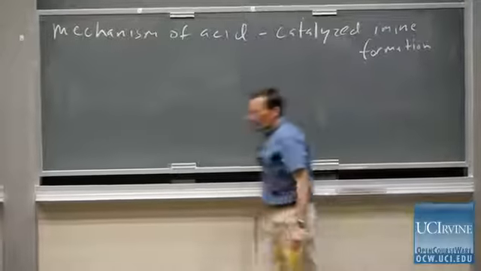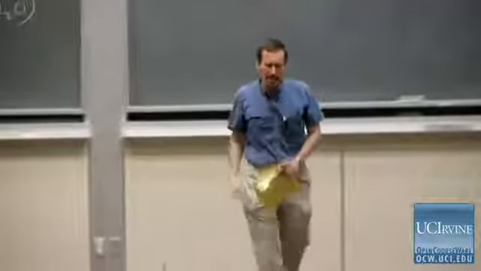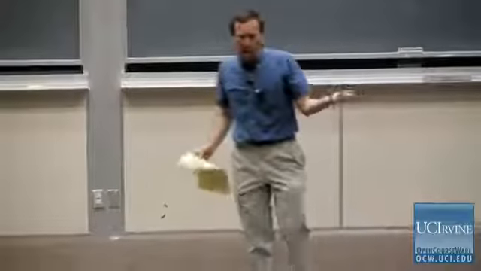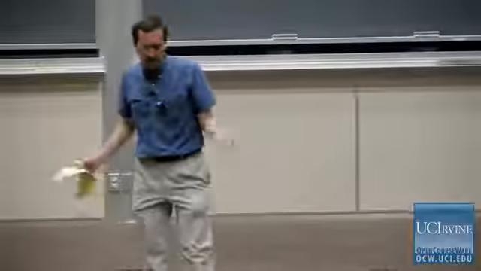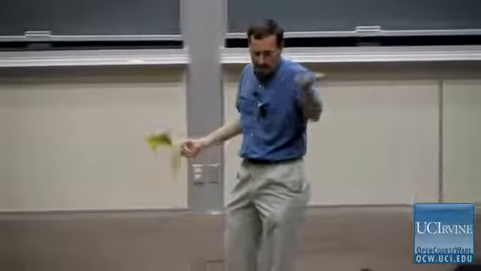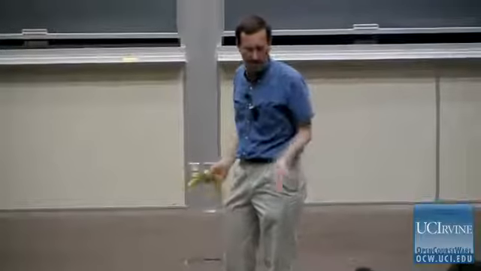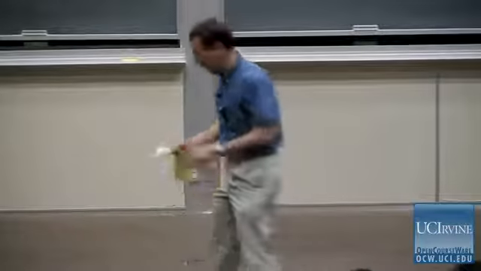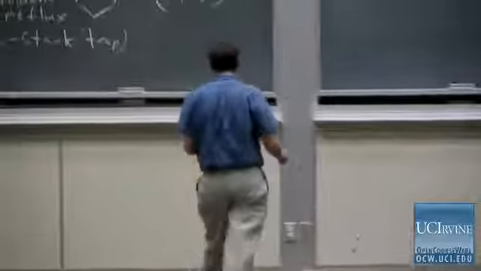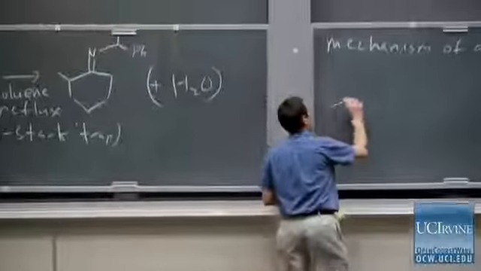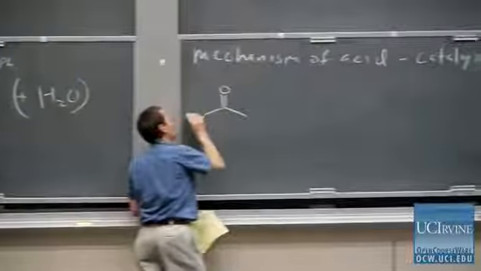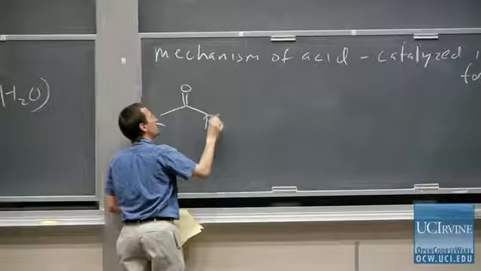For the most part, we can think our way through the mechanism. So we know that an amine is reasonably nucleophilic. I told you the pKa is 10 or 11 for the conjugate acid. In other words, it is nucleophilic enough to attack a carbonyl compound. So here's that generic ketone or aldehyde that I started with.